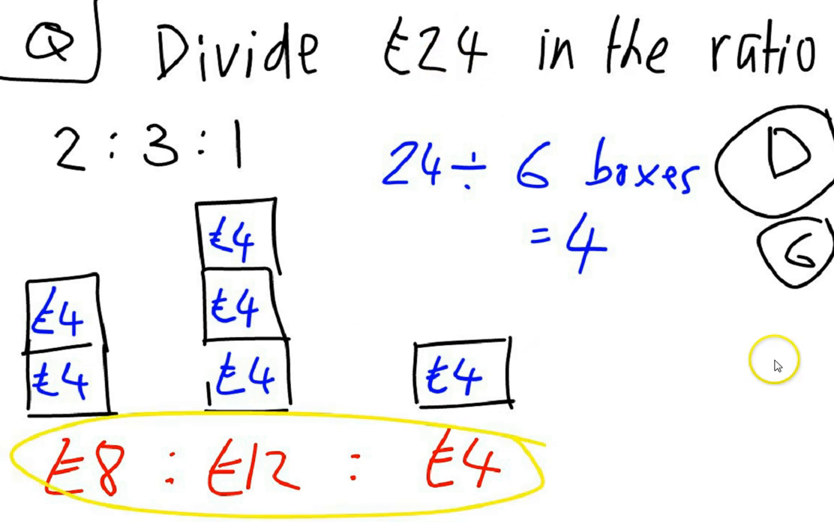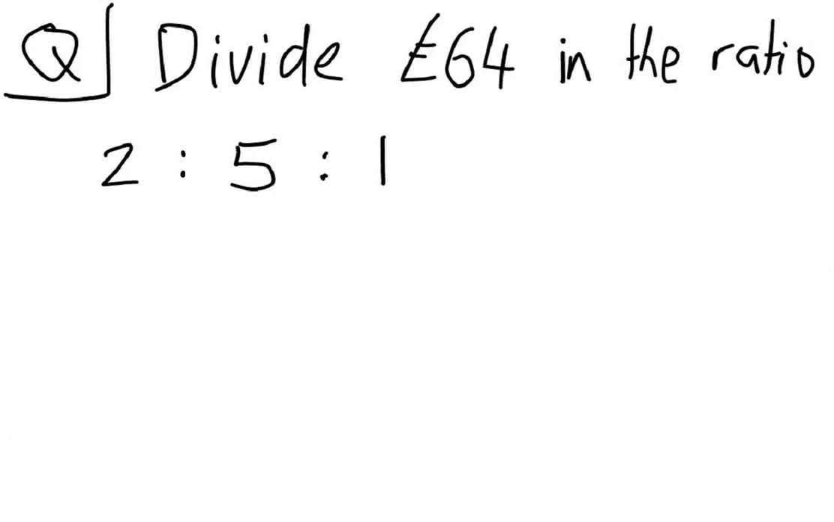So it's the same idea as with a 2-part ratio. You've just got an extra part of the ratio to deal with. I'll give you one question to try there, and then we'll try the final example. Using the same method as we did before, make sure you show all your workings. I'd like you to try dividing £64 in the ratio 2 to 5 to 1. If you want to pause the video and have a go at that, I'll give you the answer shortly.